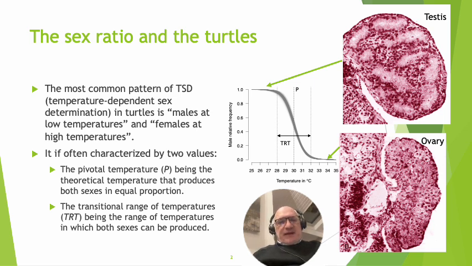This kind of pattern, low temperature males and high temperature females, is often characterized by two values after the work of Claude Pieau and Nicolas Mrosovsky: the pivotal temperature, being the theoretical temperature that produce both sexes in equal proportion, and the transitional range of temperature, being the range of temperatures in which both sexes can be produced.